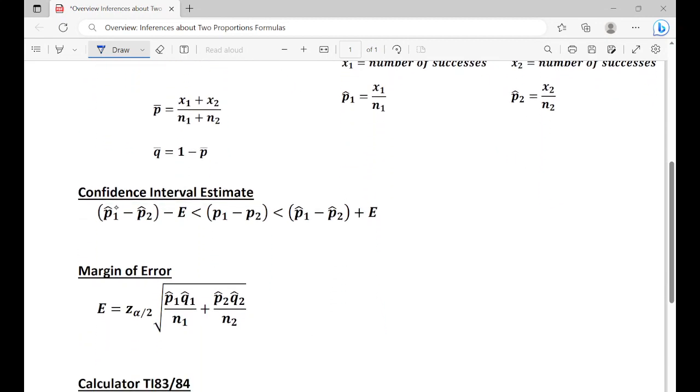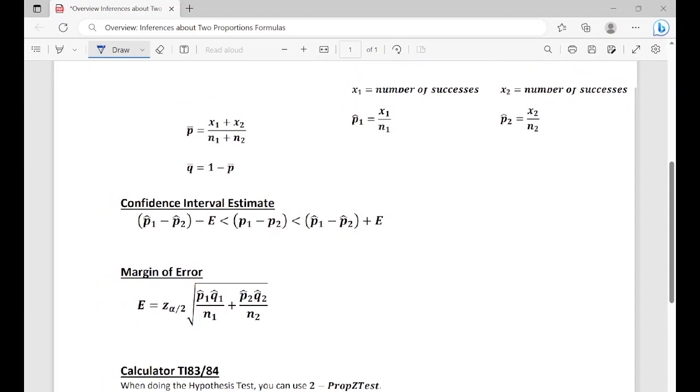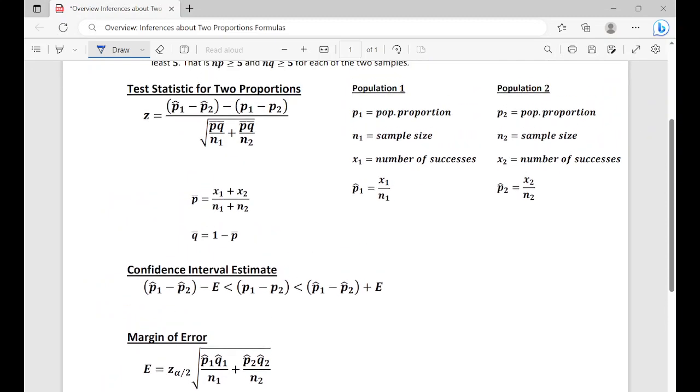Next, we have the confidence interval, which is just going to be P hat 1 minus P hat 2, minus the margin of error, and then P hat 1 minus P hat 2 plus the margin of error. And if you also need to get the margin of error, E, we have the formula right here, which is just the critical value of Z times the square root of all this, which again, what each thing means is given up top from before. Everything right up here.